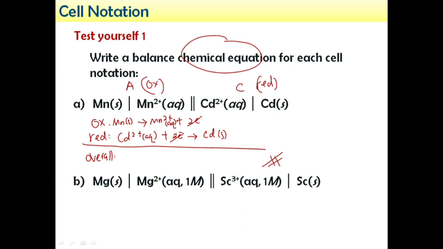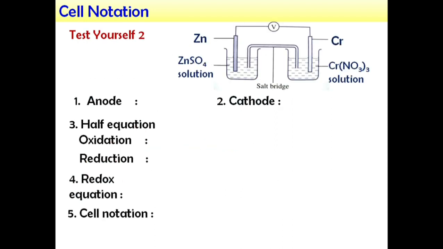So, saya nak semua orang boleh siapkan sampai you dapat overall cell reaction. Okay. So, do the same for B. Please write the half cell reaction first. Okay. So, that's for test yourself 1. We move to test yourself 2.